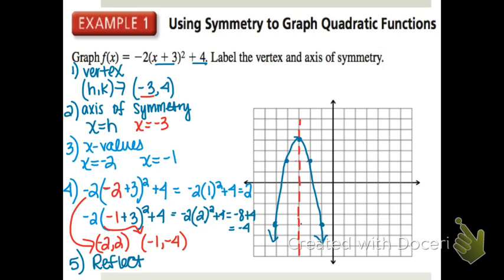So we graphed, we labeled the vertex, which was that first step, and we found our axis of symmetry. And I'm just going to box those things. All right. Awesome.